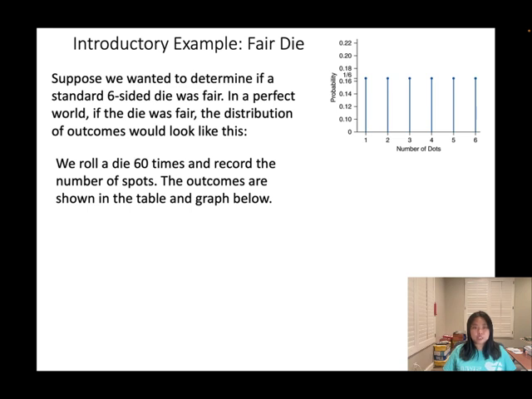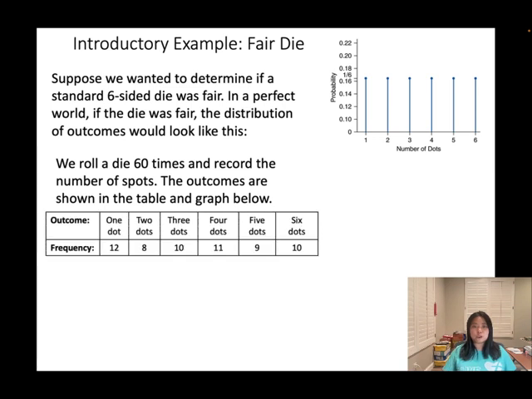Now, we're going to perform an experiment. We're going to roll this die 60 times and record the number of spots. The outcomes are shown in the table and the graph below. I have numbers 1, 2, 3, 4, 5, 6, and then the frequency. This means when I roll the die 60 times, I get 12 times on 1, 8 times on 2, 10 times on 3. When you add up these numbers, it should be equal to 60.